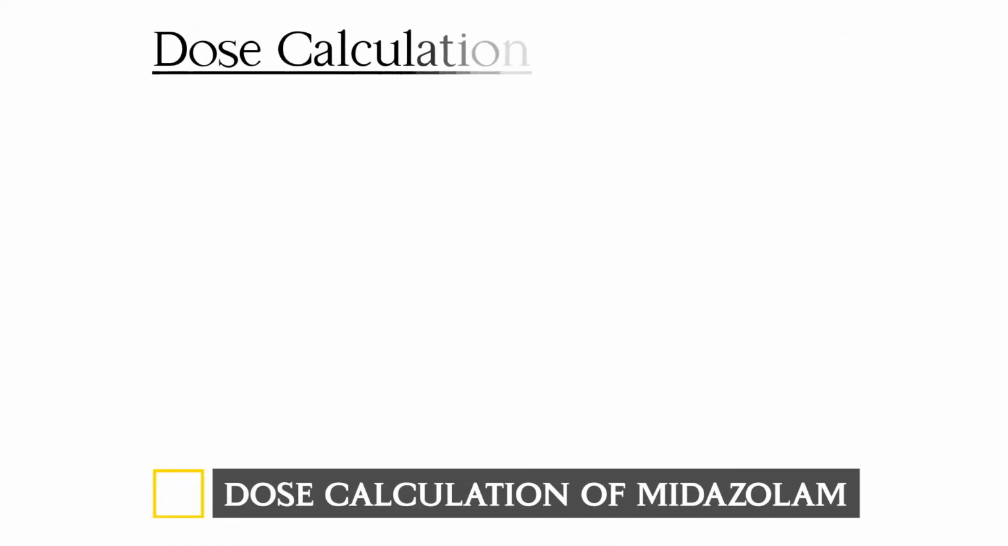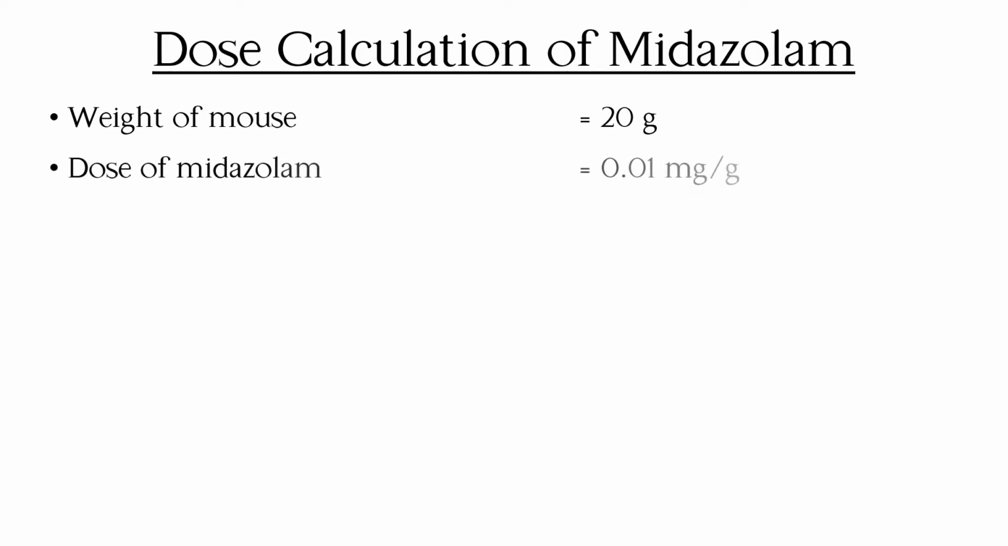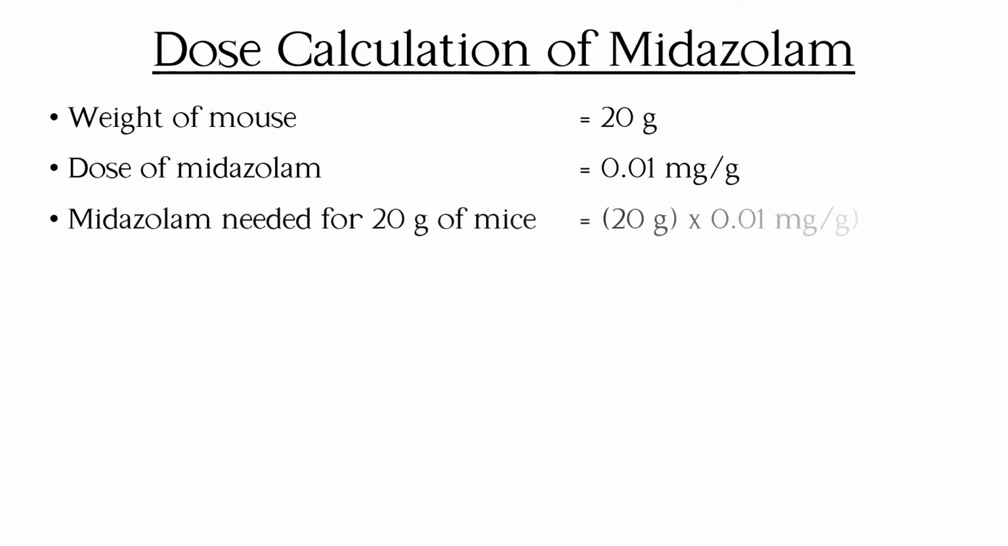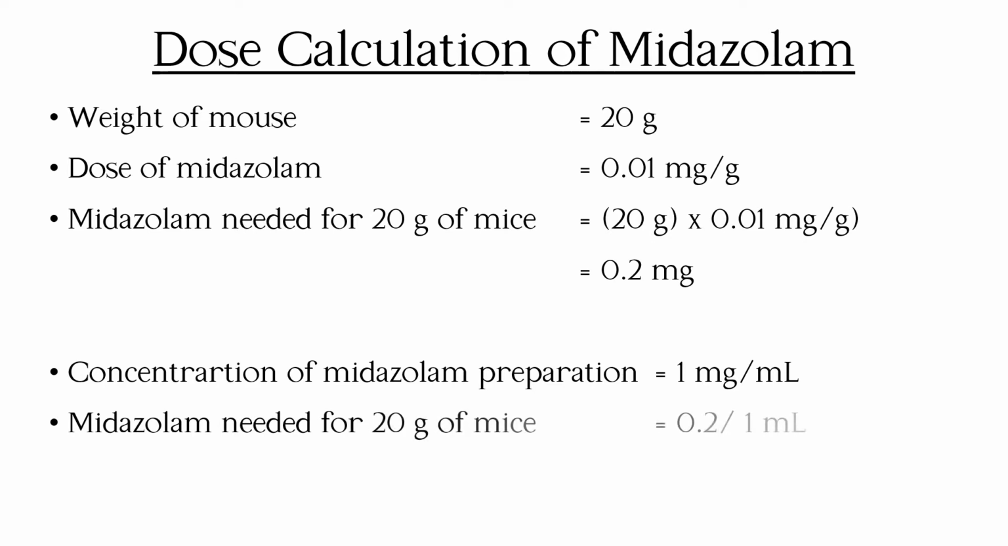Dose calculation of midazolam. The dose of midazolam is 0.01 mg per gram. Midazolam needed for 20 grams of mice is 20 grams multiplied by 0.01 mg per gram. So, we get 0.2 mg. The concentration of midazolam preparation is 1 mg per 1 milliliter. So the midazolam needed for 20 grams of mice is 0.2 divided by 1 milliliter, or 0.2 milliliters.